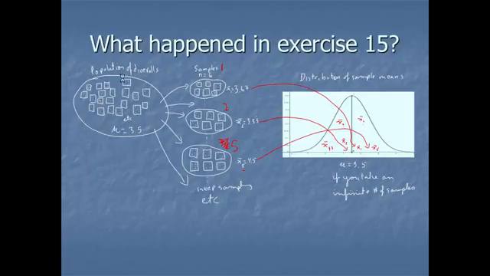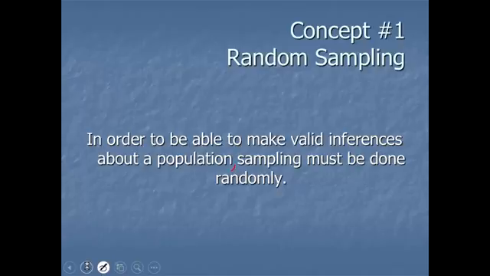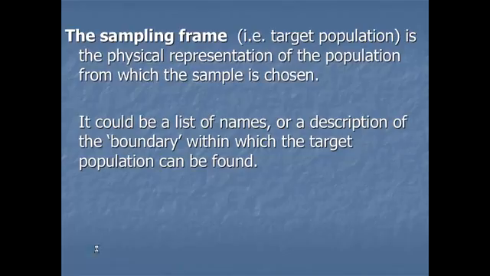Sampling frame. So we're going to call that target population. That's a little bit different than the printout you have. This is the physical representation of the population from which the sample is chosen. So if we go back here, that's this. So that's the physical representation of all the dice rolls, and that's where we're taking a sample from.